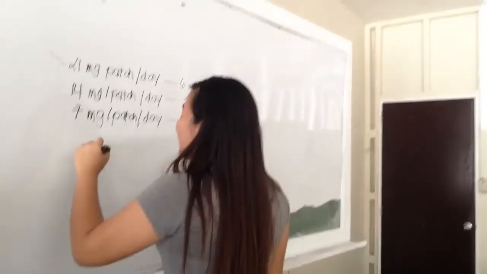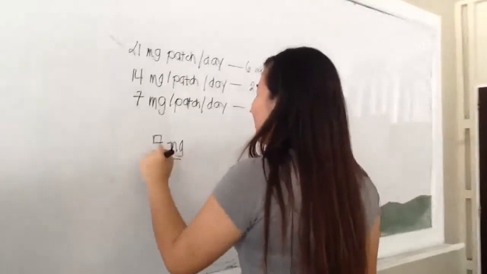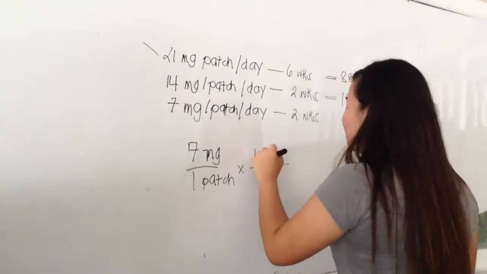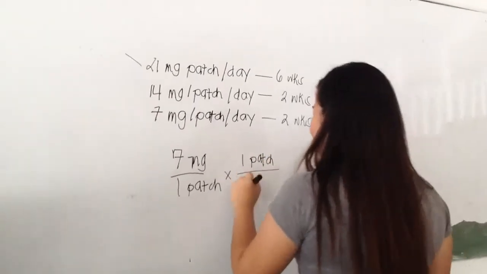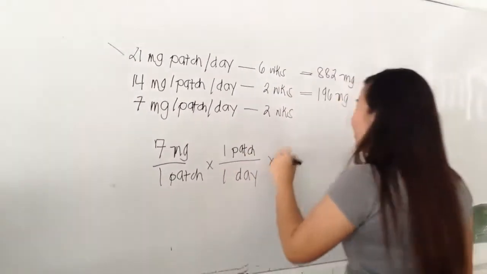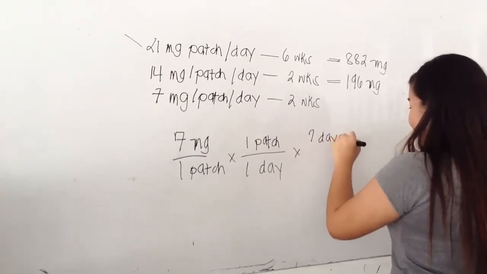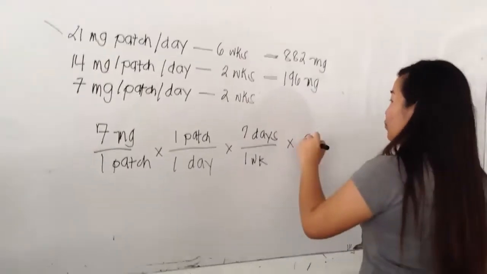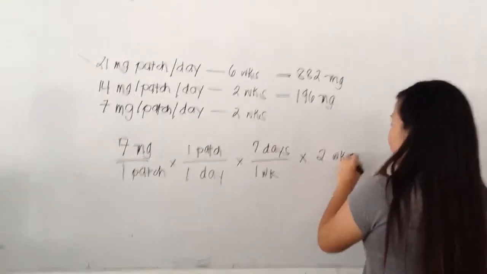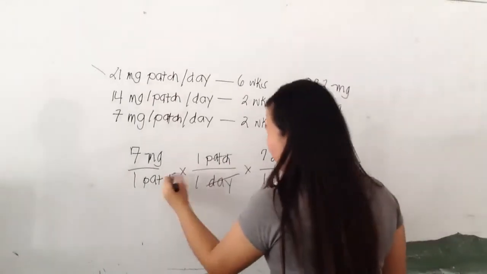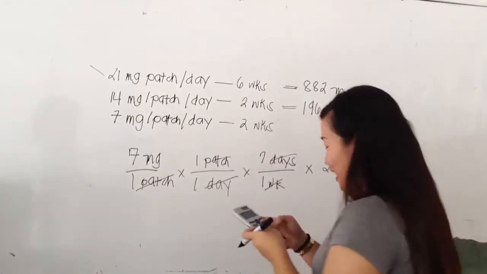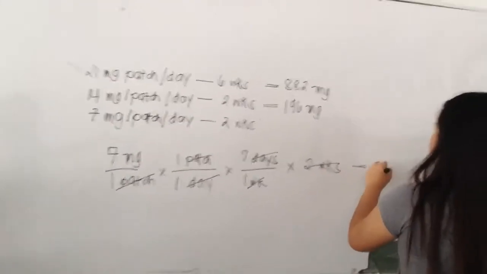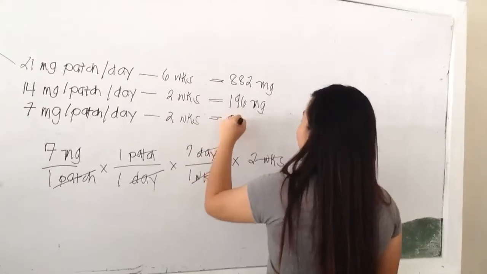Lastly, there is 7 milligrams in 1 patch, and the patient needs to wear 1 patch a day, and there are 7 days in a week, and the patient needs to wear it for 2 weeks. So cancel again. So 7 milligrams times 7 times 2 is equal to 98.